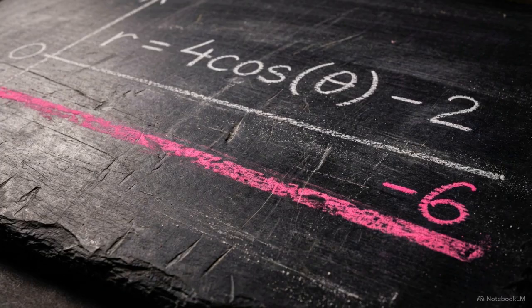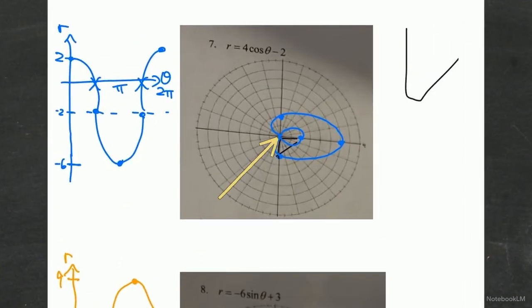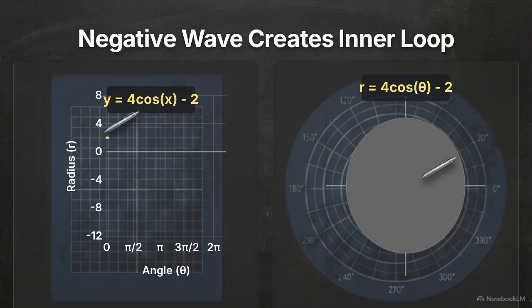Let's graph the equation r equals 4 cosine theta minus 2. The vertical shift pulls the floor to -6. This graph shows what happens. When the Cartesian wave dips below 0, the line passes straight through the origin point and draws on the opposite side of the grid, creating an inner loop. The 5-point rules are absolute. By setting up the Cartesian grid and translating it point by point, you can accurately map any polar equation without guessing.